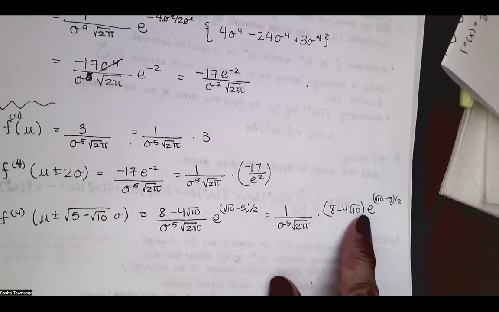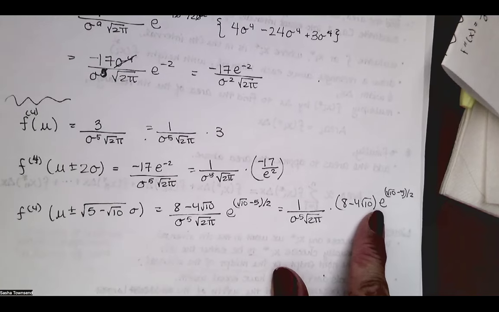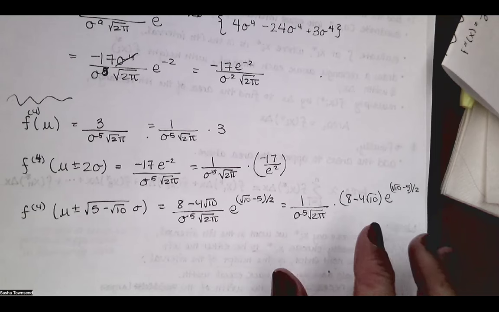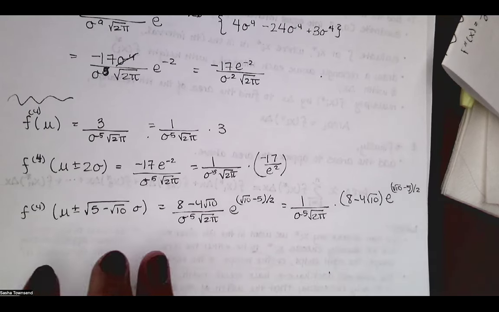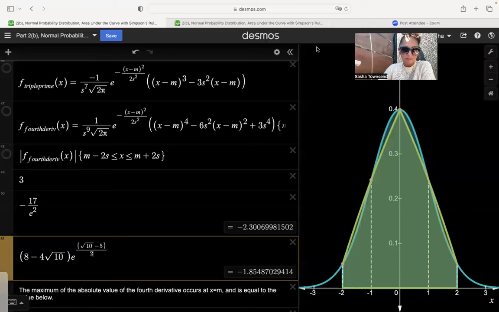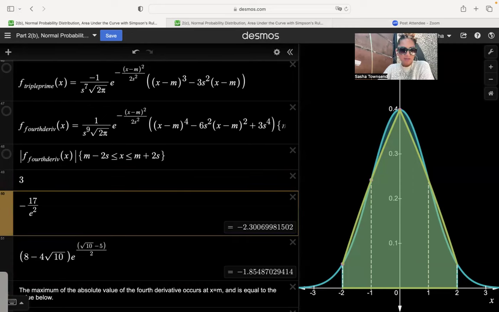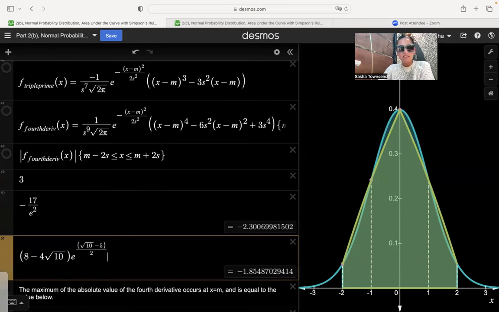And so really you're just comparing those three numbers, the 3, that, and that. The largest one is going to be the maximum value of the fourth derivative on the interval of interest. So when I compare that 3 to the negative 17 over e squared and the 8 minus 4 times the square root of 10 times e to the square root of 10 minus 5 all divided by 2, I have a 3, a negative 2.3, and a 1.85. When I take the absolute values of all of those, the largest one occurs at 3.